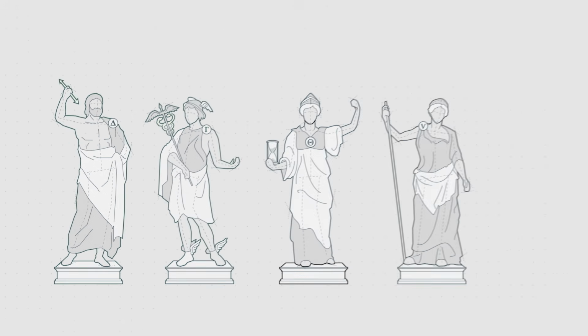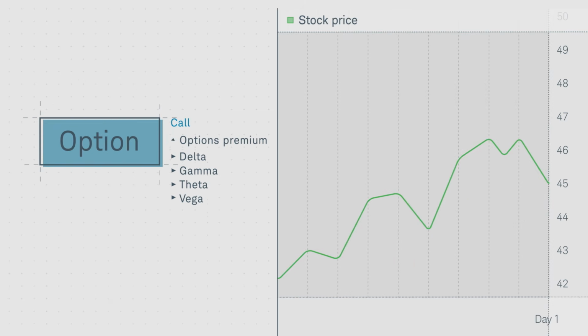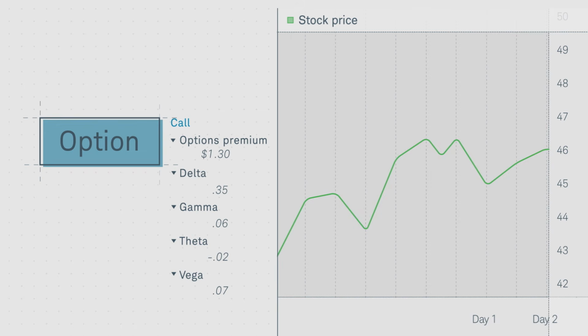Now let's pull our Greek council together and look at how they can be used to analyze the sensitivities of a single option. To set the stage, let's say your options premium is $1.30, and your option has a delta of 35, gamma of 6, theta of 2, and vega of 7. Today, price moves from $45 to $46, and the premium increases 35 cents to $1.65. Because a day has passed, the premium decreases 2 cents due to theta.